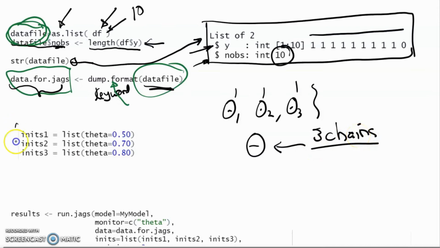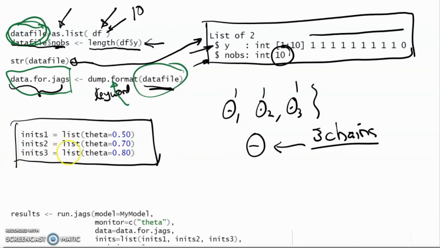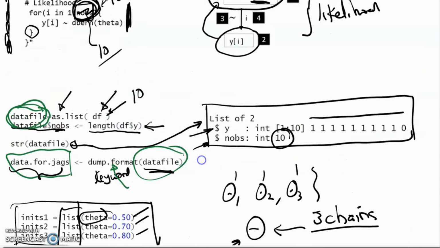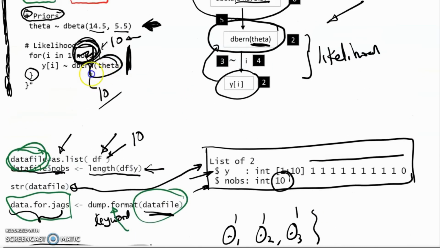So here I've created three different initialized values of theta, and I've specified them like this, added a little bit of variability. List is a keyword. Theta here corresponds to theta here.